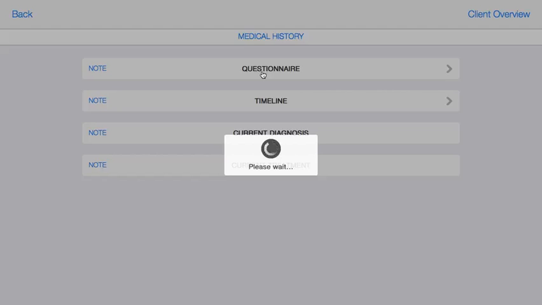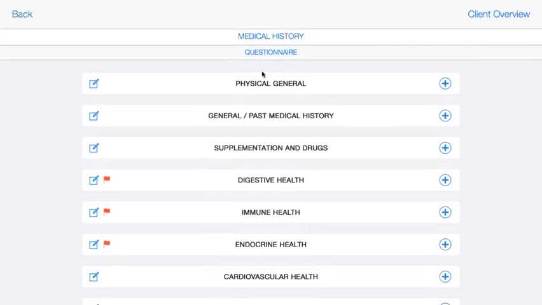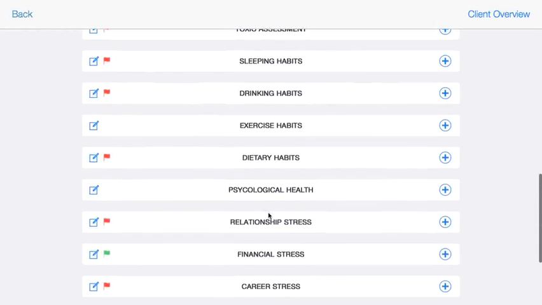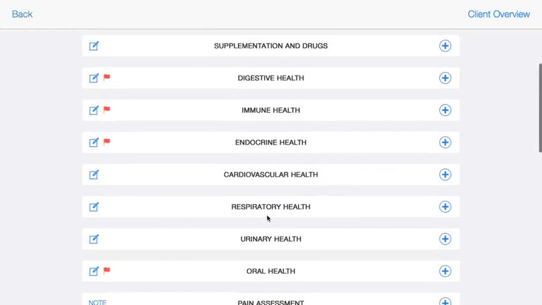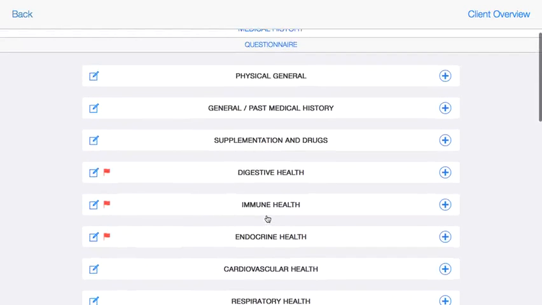Now, we would start first with the questionnaire because it's a lot easier. As you can see, we have a whole range of questions, or areas of concern, that we work through with the client. And we break them usually in three parts.